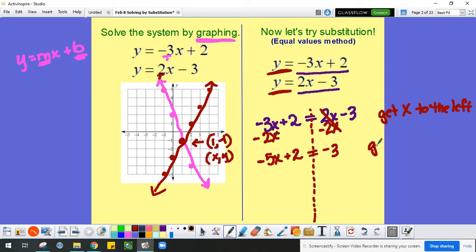Now I want to get my constants to the right, which means I don't want them on the left. So 2 is a constant. I want it moved to the right side. So I'm going to move it to the right side by subtracting 2. This cancels. And I have -5x that I'm going to bring down. And -3 minus 2 is -5. And then I'm going to use the inverse operation of dividing by -5.